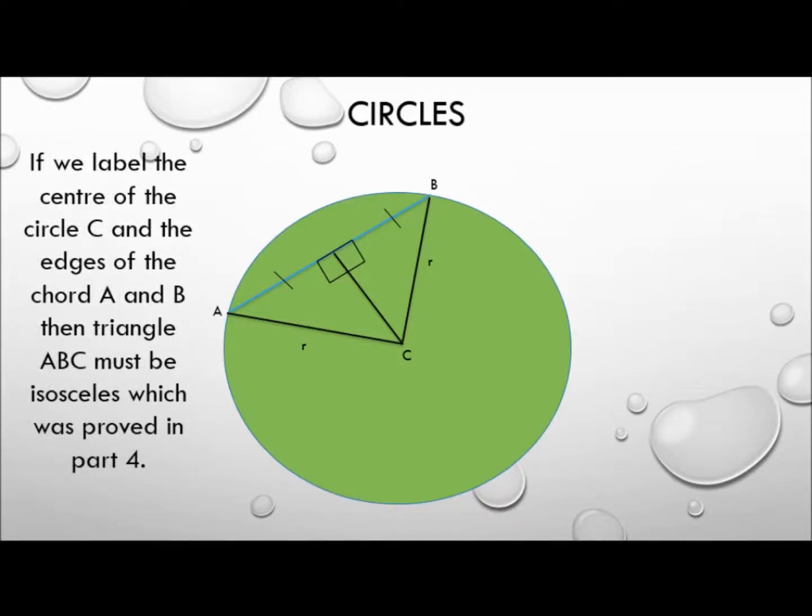Now if we label the centre of the circle C for centre, and we use the letters A and B to label the edges of the chord, then we can construct a triangle ABC. And we know that triangle ABC must be isosceles from the circle theorem that we discussed in part 4 and which we proved in part 4.